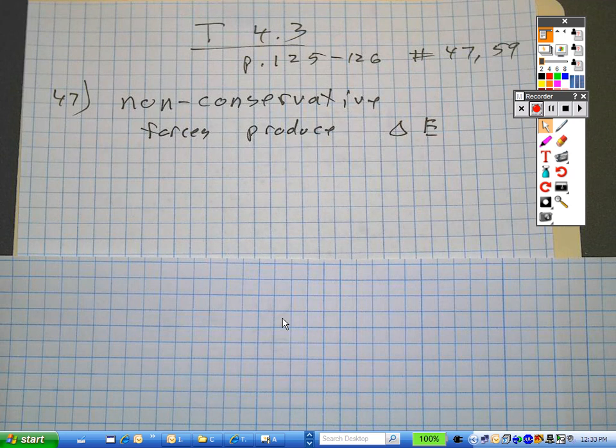Hey, AP Physics students, here are some hints about T4.3. Again, it's not a difficult assignment, but there are a couple little tricks that might help you a little bit. The hot air balloon is rising because it's been given some non-conservative forces.